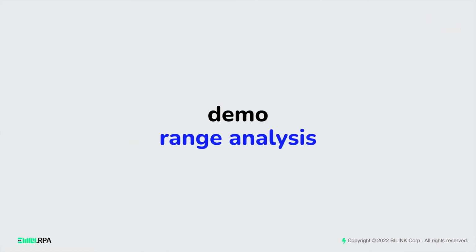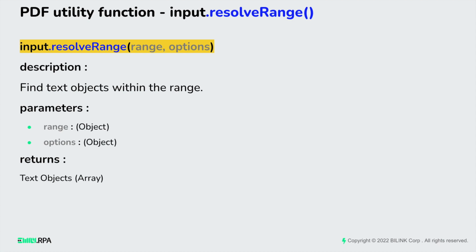The next section describes what our auto-generated code means. We use the utility function input.resolveRange. This function finds all the text objects in the range according to the range you set. Input.resolveRange contains two parameters, range and options. Range and options are both in object format. Input.resolveRange returns an array of text objects, that is, all the text objects found according to the range.